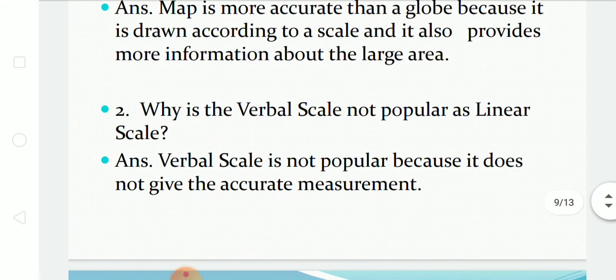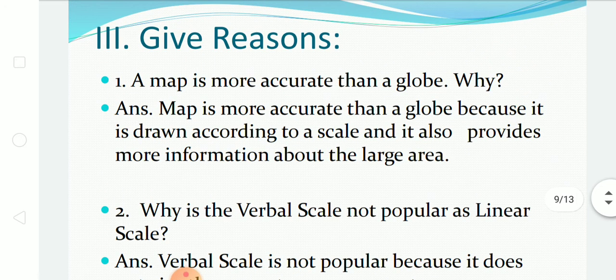Second question: why is the verbal scale not as popular as the linear scale? The verbal scale is not popular because it does not give an accurate measurement. So this is the reason. These two questions come under the category of give reasons.